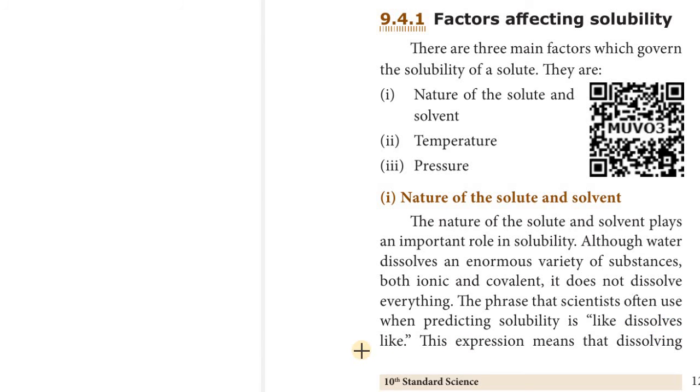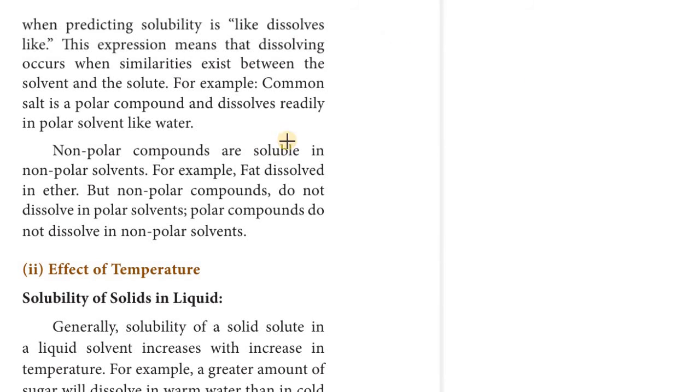What does this mean? It means that dissolving occurs when similarities exist between the solvent and the solute. For example, common salt is a polar compound and it dissolves rapidly in a polar solvent like water. Non-polar compounds are soluble in non-polar solvents. For example, fat dissolves in ether, but non-polar compounds do not dissolve in polar solvents, and polar compounds do not dissolve in non-polar solvents.